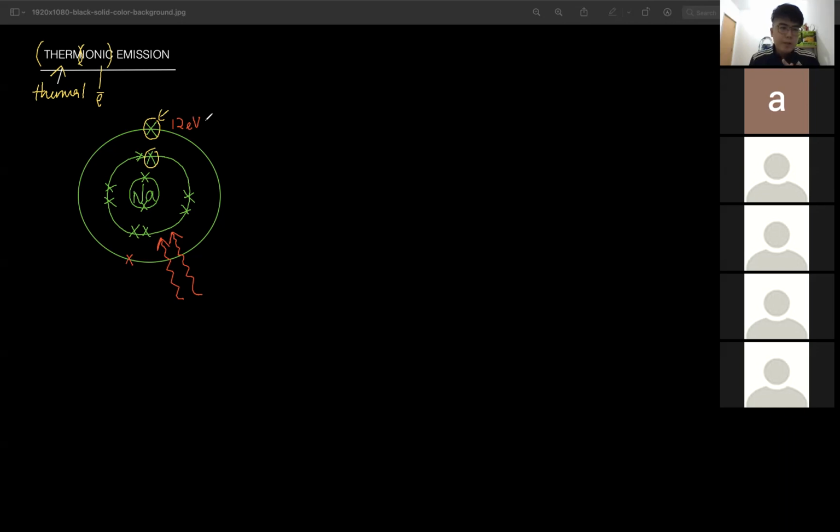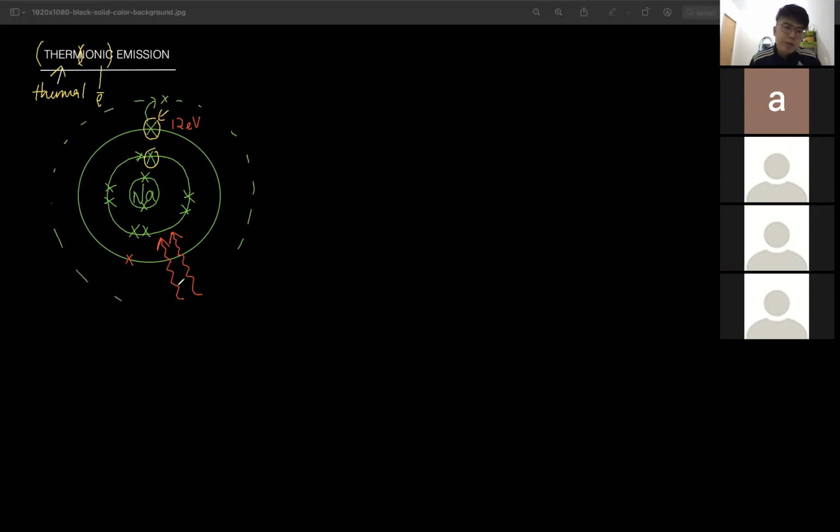When you heat it, it gains extra energy. Now it is more than 12 electron volt. When the electron is more than 12 electron volt, it cannot stay at the same position anymore. It has to go up. So this electron here has to jump to a higher shell, a higher energy level shell. And if you keep on heating, it gains energy again and jumps to the next higher shell.